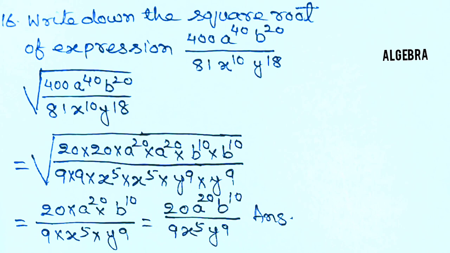into y to the power 9 is equal to 20 into a to the power 20 into b to the power 10 by 9 into x to the power 5 into y to the power 9 is equal to 20 a to the power 20 b to the power 10 by 9x to the power 5 y to the power 9. Answer.